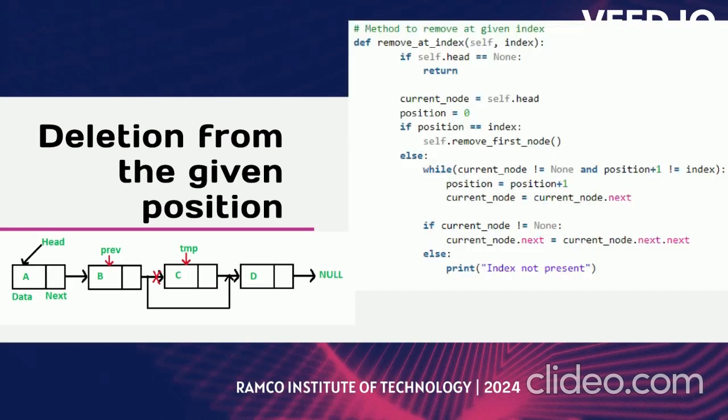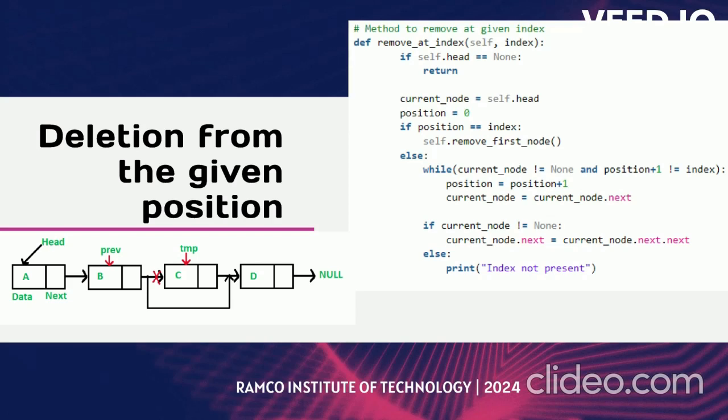So it is the coding part. Here I am using a temporary variable current node as well as position. Current node is for storing the head value, then position is initialized with 0 because we are using index here. So initially we are checking whether the position equals index.